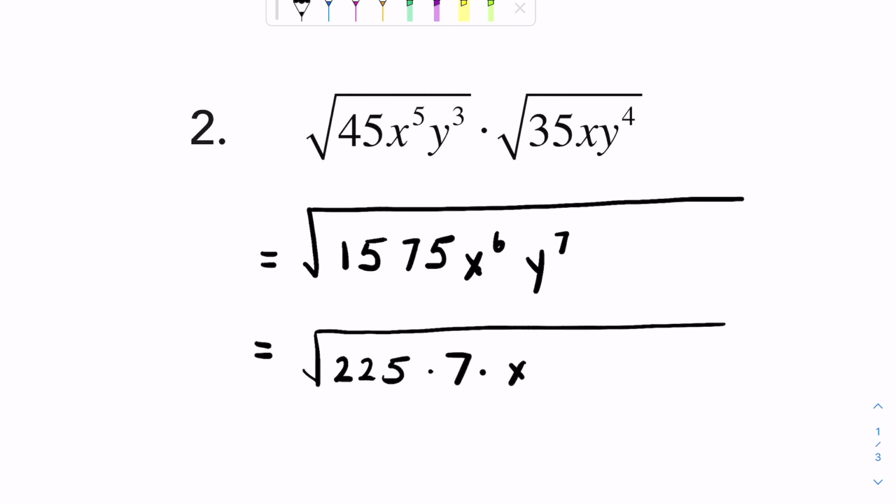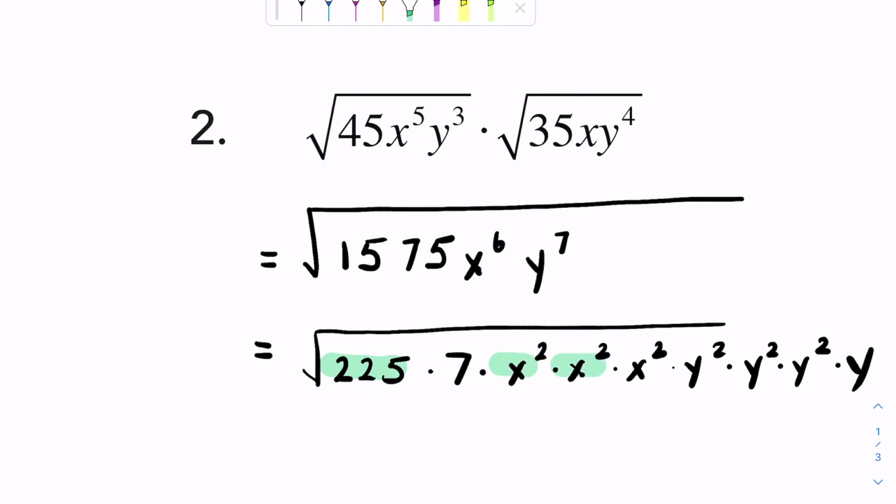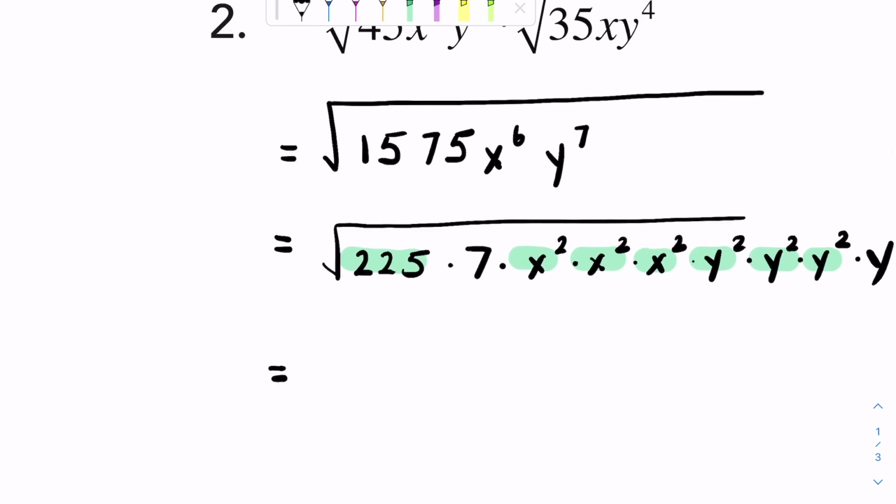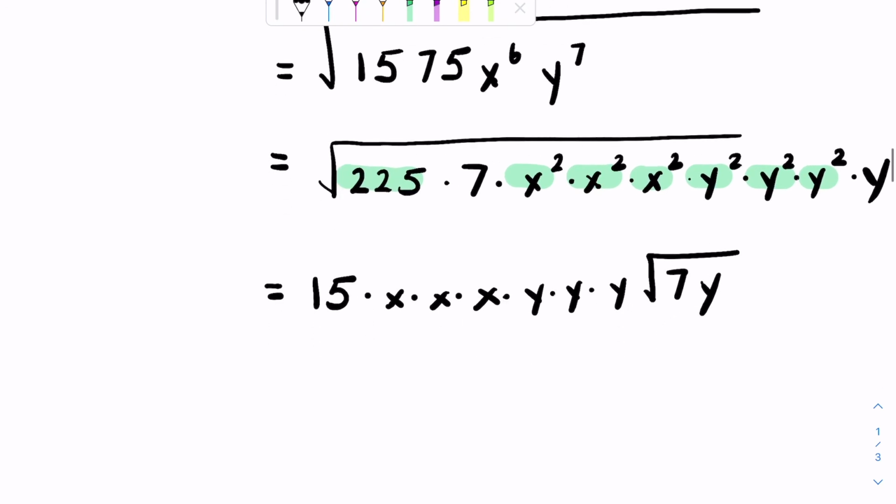X to the sixth is 3 groups of 2. And y to the seventh is 3 groups of 2 and 1 group of 1. Highlight the terms that we can simplify. When I simplify this, the square root of 225 is 15 times x times x times x times y times y times y. Left over is 7y. Your final answer is 15 times x cubed times y cubed times the square root of 7y.